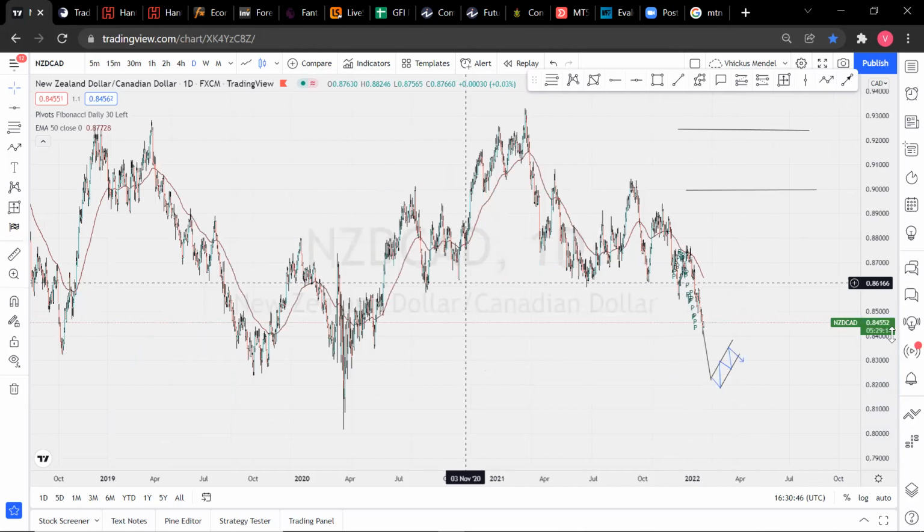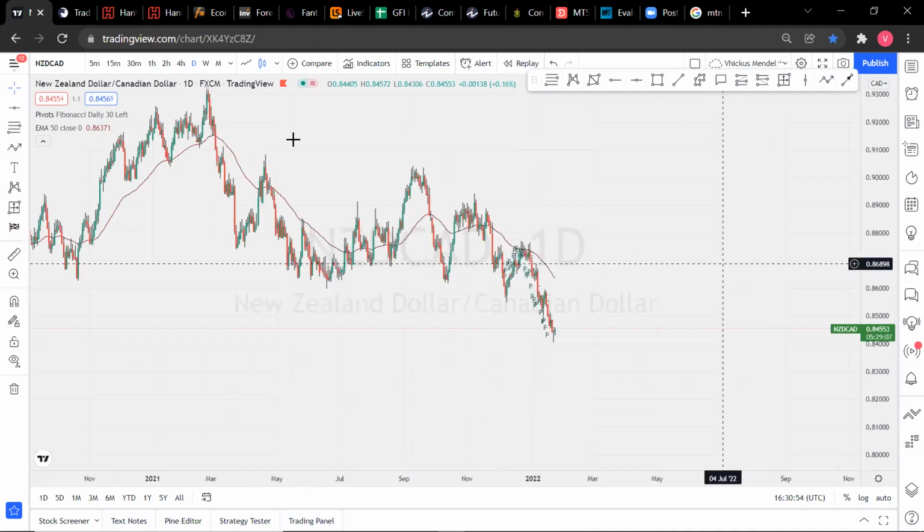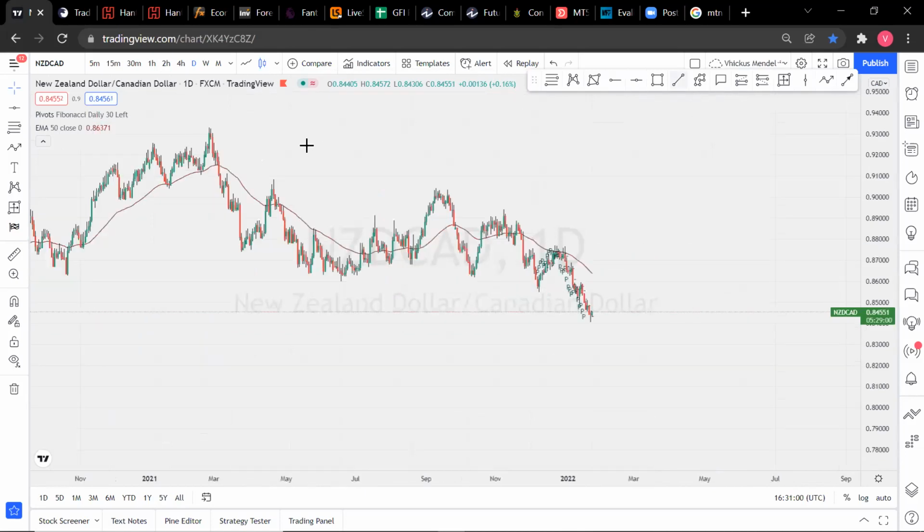So in drawing trend lines, you pick your tool, then you find the peaks of the wicks of the candles, then you place it.